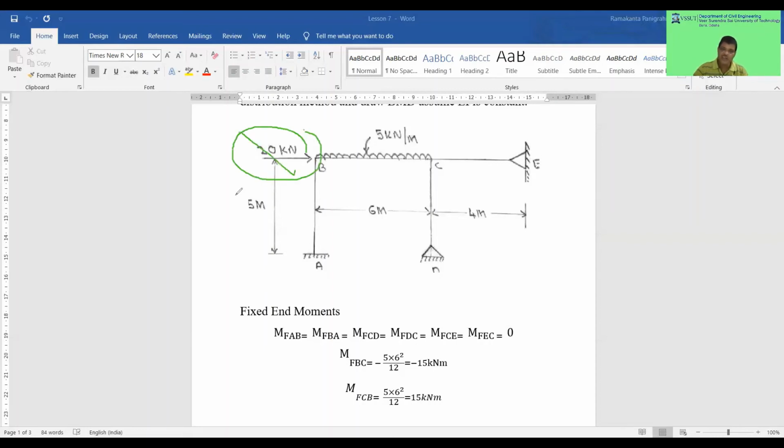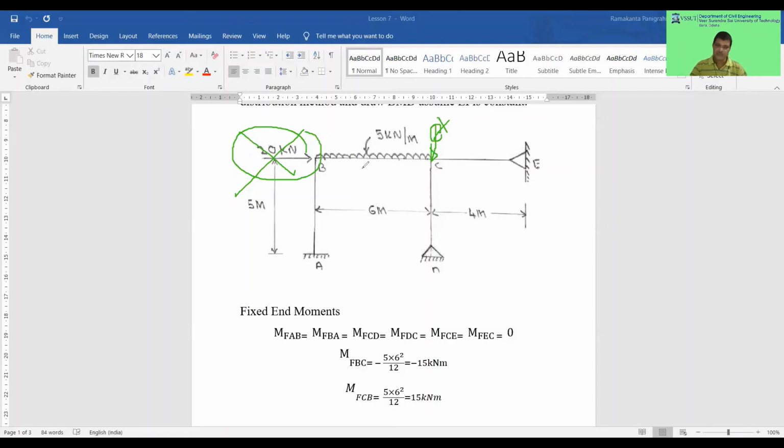This load will not take part in any fixed end moment because it is applied at the joint. If there is any load applied at a joint, suppose I apply a load here like this at joint C, this load will not give any kind of fixed end moment because the load will go directly to the joint. That is a joint reaction. It will not give any kind of moments or fixed end moments. So you should be clear on these things.